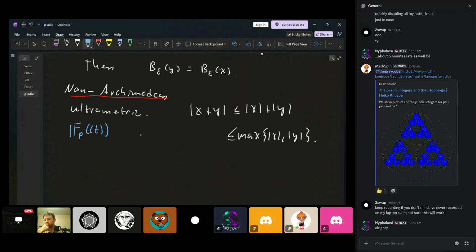Yeah, I'm not sure. But one thing I do want to explain, maybe just for people who don't know this, is why the term Archimedean and non-Archimedean.